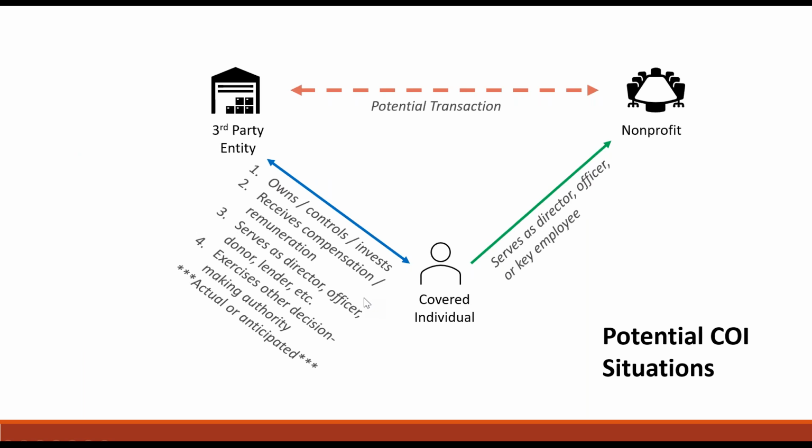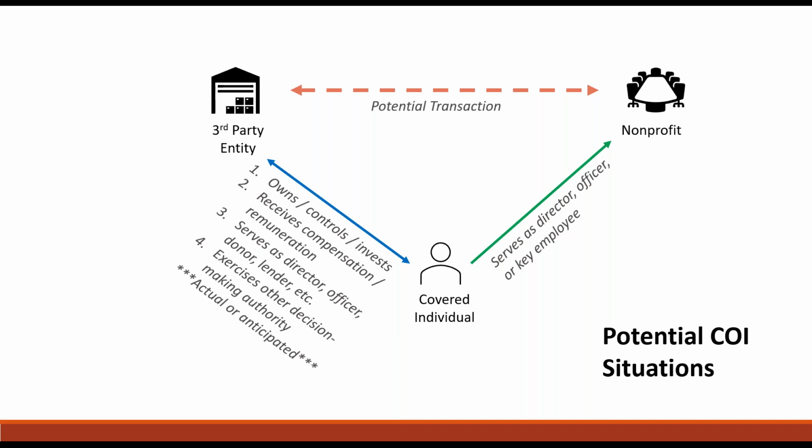This is a diagram that I make that sketches out what a conflict of interest situation can look like. So we have an individual at the bottom. This is you. You're a director of the board. You serve as a director on the nonprofit. That's the arrow going up and to the right. At the same time, you have a relationship with another entity. That's the arrow going up and to the left. Maybe you own it or you control it. Maybe you are paid by it. Maybe you're a director of that other entity at the same time, et cetera, et cetera.